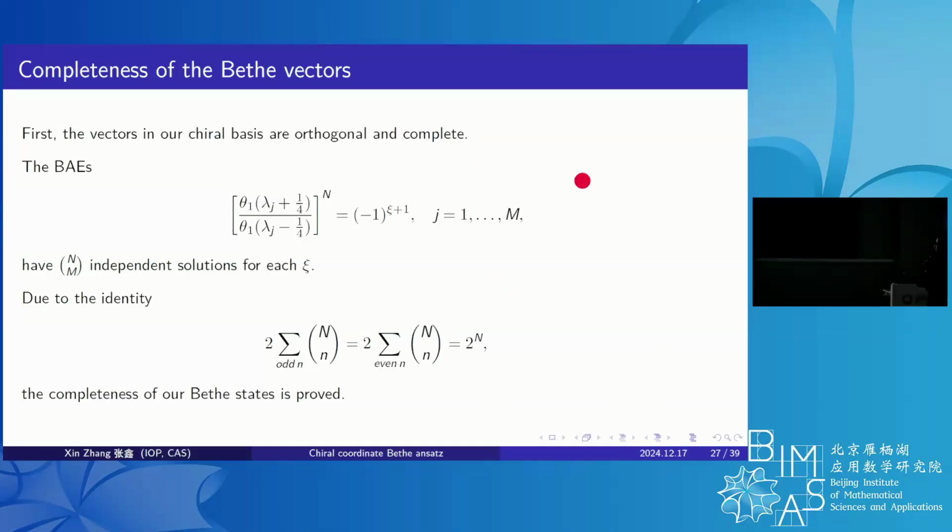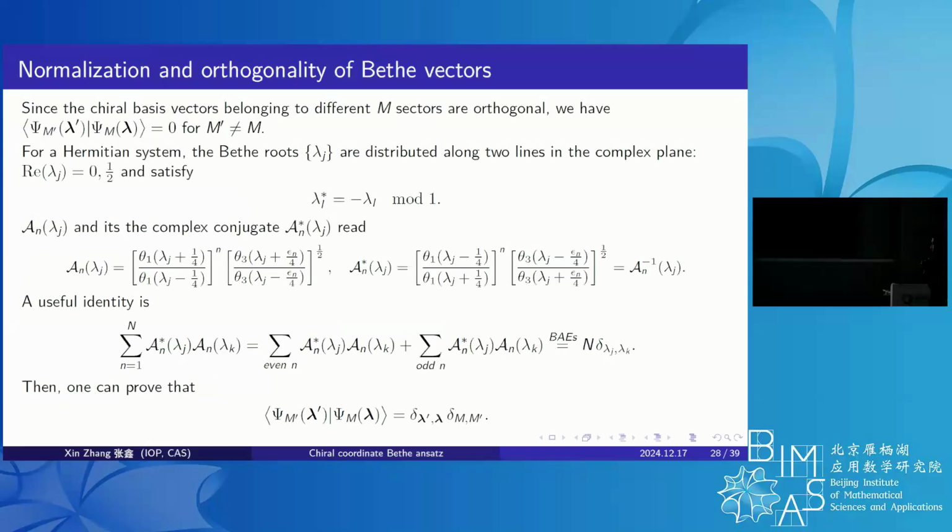So due to this identity, we can prove that we can find all the eigenstates and all the spectrum of the Hamiltonian. And then here is the simple proof about the normalization and orthogonality of the Bethe vector.